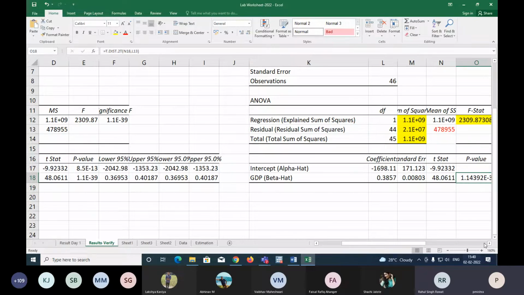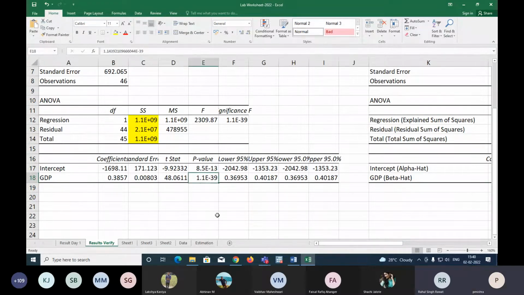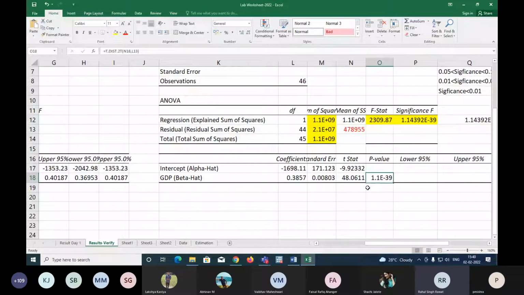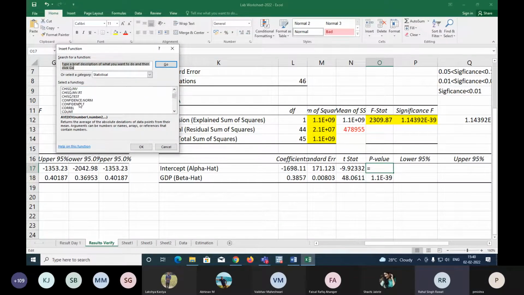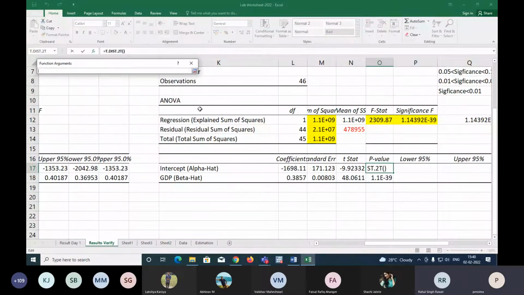And I just need to squeeze it for comparison purposes. You see, this was the p-value, 1.1 E minus 39. Now, how to get it for this one? Again, you go to t distribution, two-tailed, put the value of the t statistic, and put the degrees of freedom, 44.